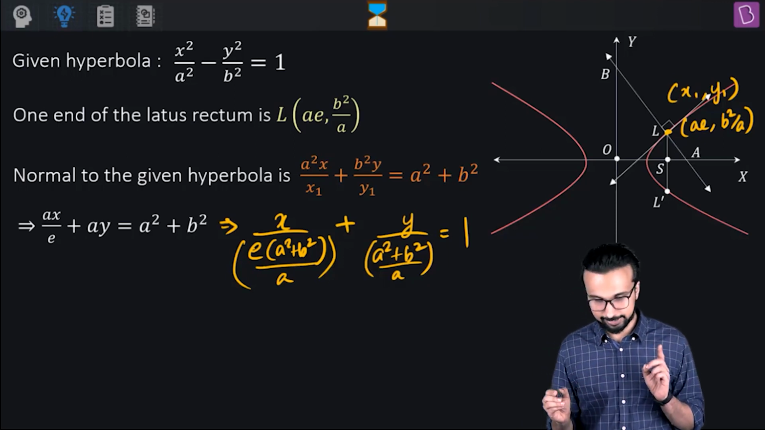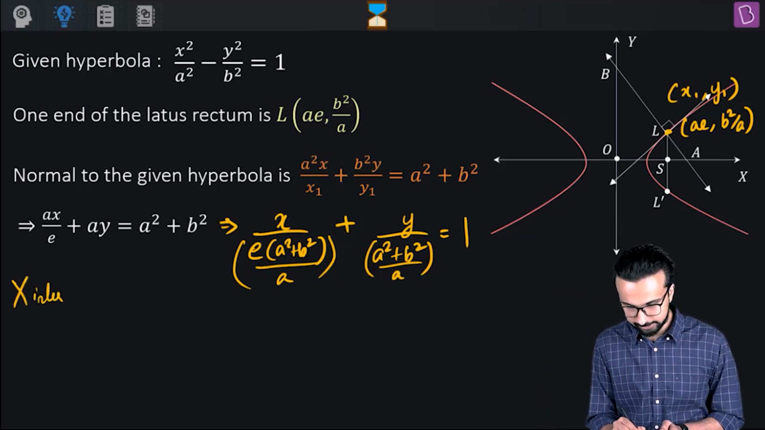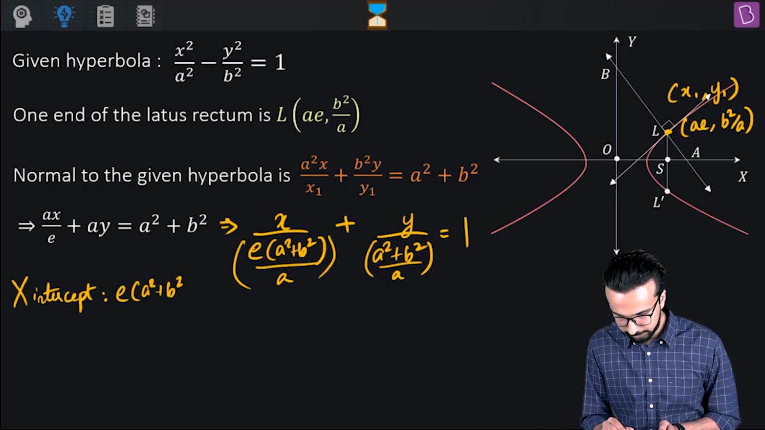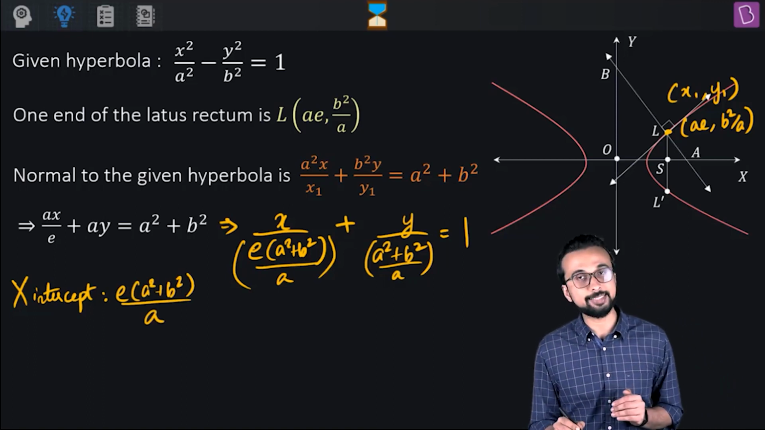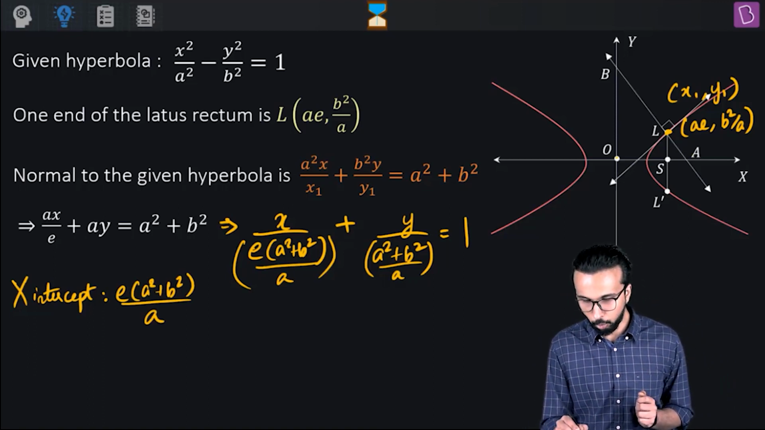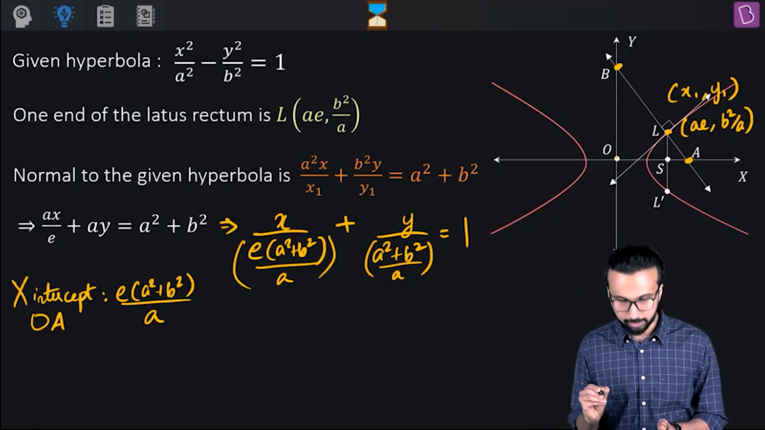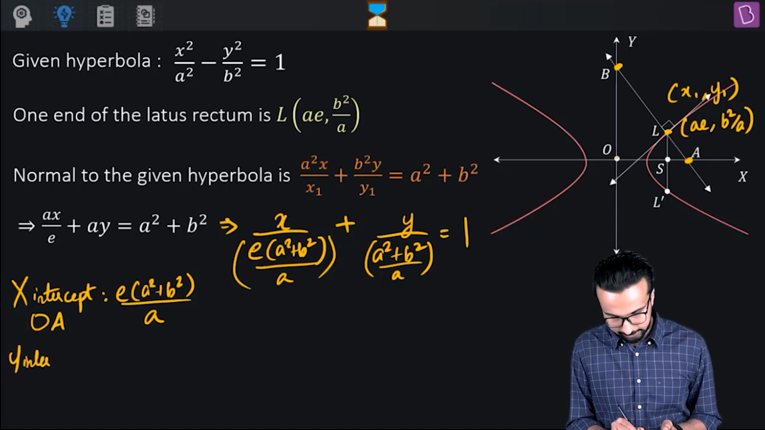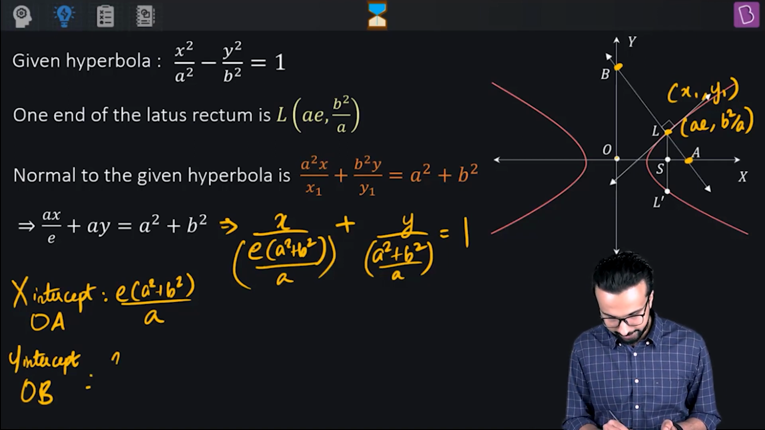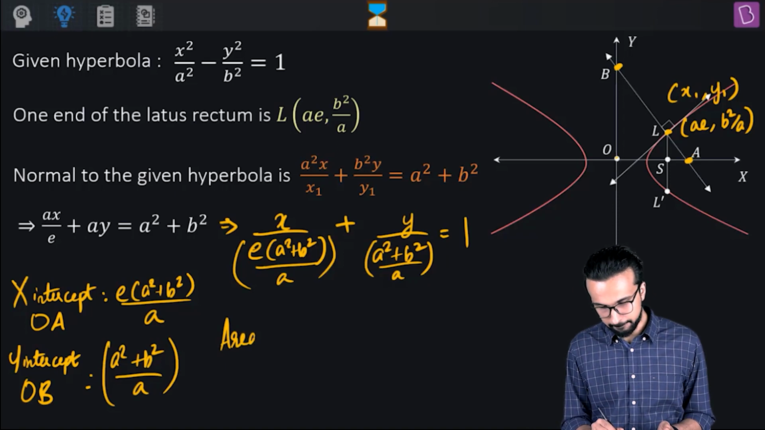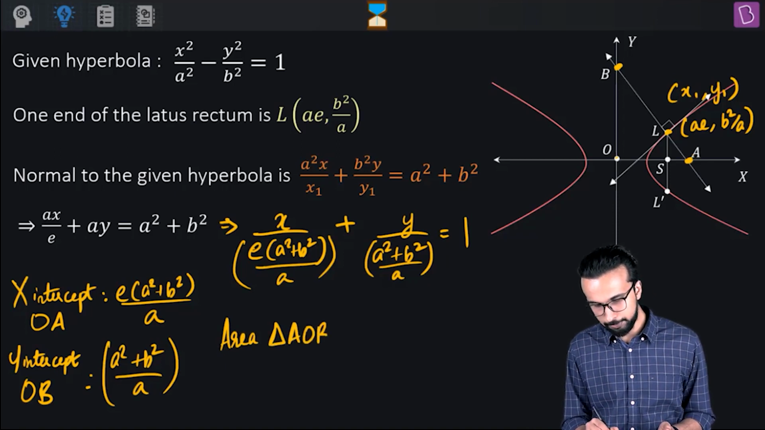Okay, so my x-intercept will be e into a square plus b square divided by a. What is the x-intercept here? You can see from the figure, OA is what I'm referring to. Alright, x-intercept OA comes out like this. The y-intercept OB comes out as a square plus b square divided by a. What are we trying to find? We are trying to find the area of triangle AOB.